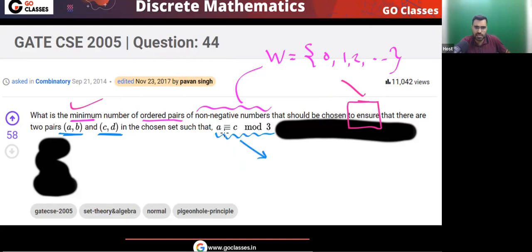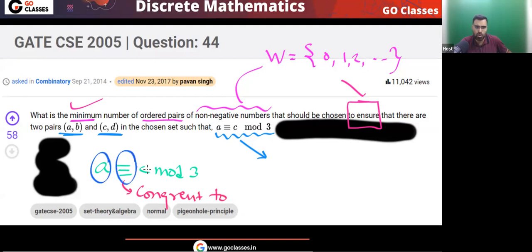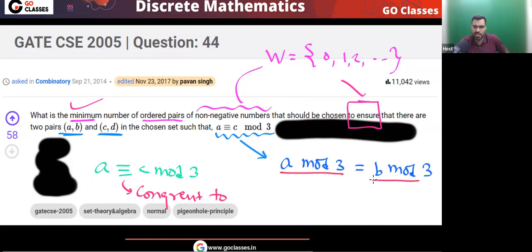First of all, what does it mean? This means A is congruent to C mod 3. This is the congruence symbol, the congruent to symbol. You can see A is congruent to C modulo 3. Now, what does this actually mean? This simply means that when you divide A by 3, the remainder is the same as when you divide C by 3. So the remainder is the same.